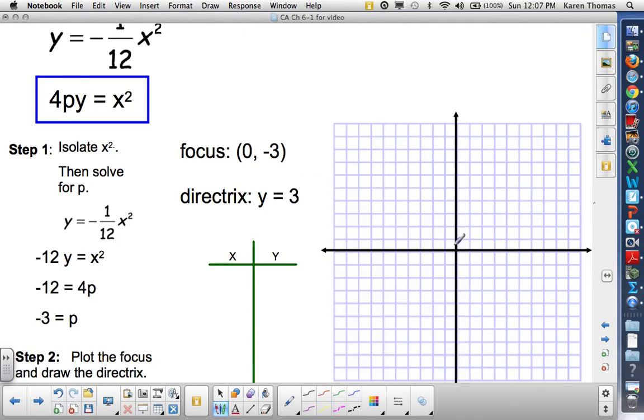So (0, negative 3) is my focus. My directrix is y equals 3. So I'm going to draw a line here where y is equal to 3. Shift it down just a tad.